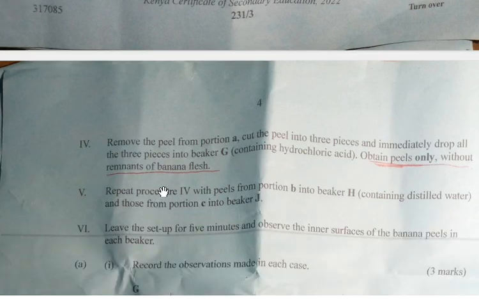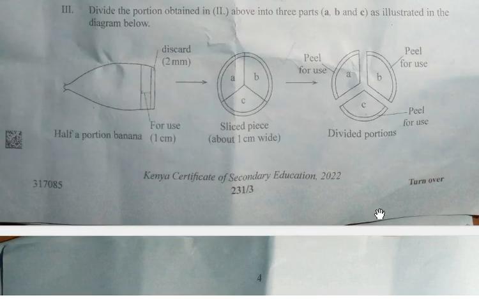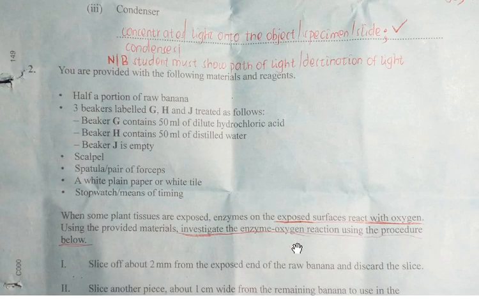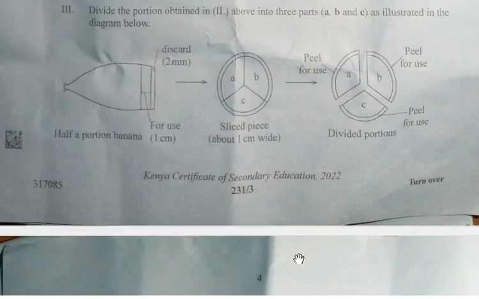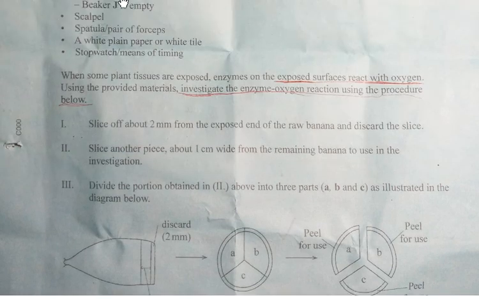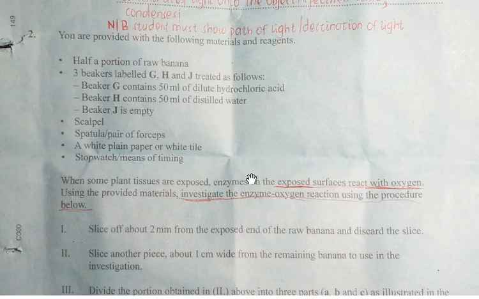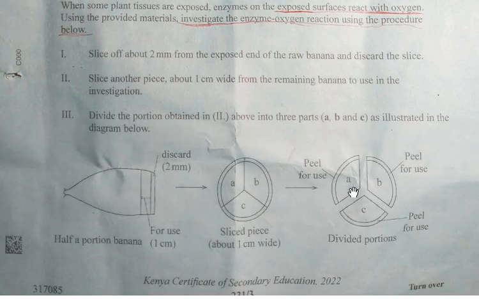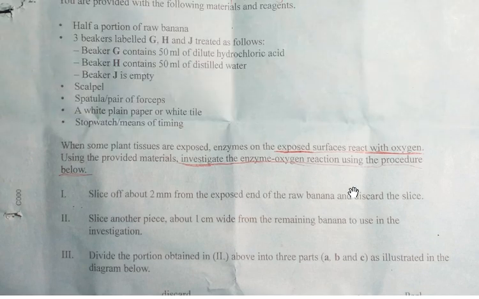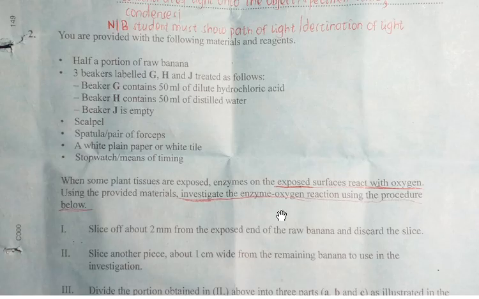Roman 5, repeat procedure 4 with peels from portion B into beaker H, that is containing distilled water, and those from portion C into beaker J. J, we were told it is an empty beaker. So we are using C, the peels from C, we put them into beaker J, which is empty. Then peel from B, we put into beaker H, which contains distilled water. Then peel from portion A into a beaker containing dilute hydrochloric acid.